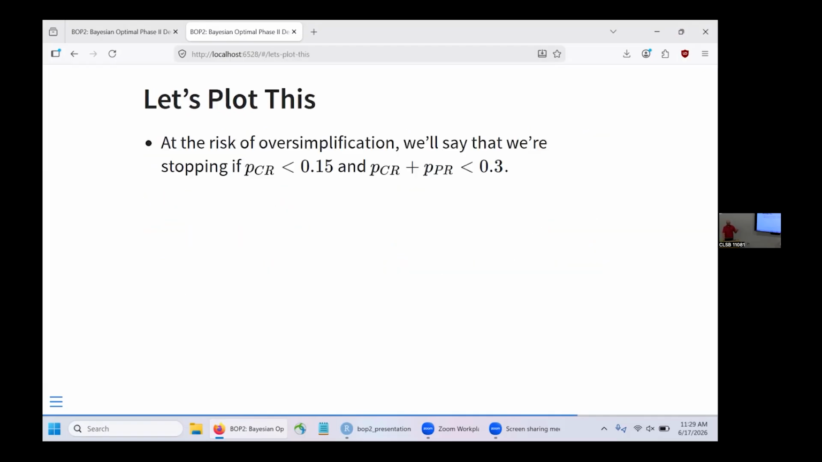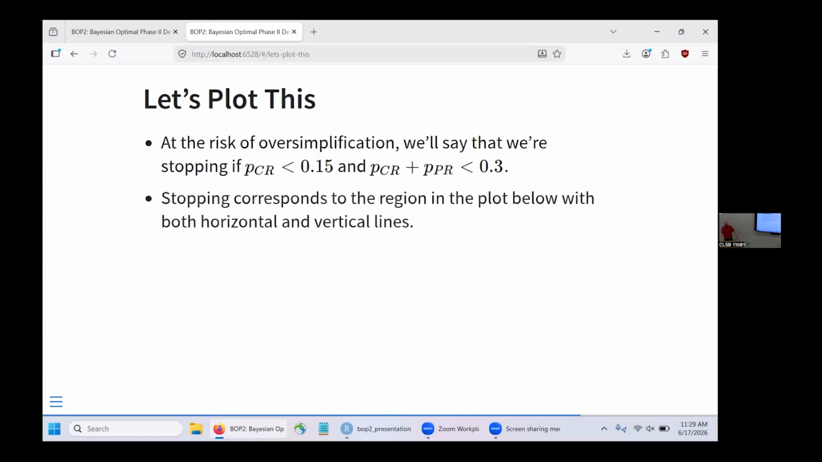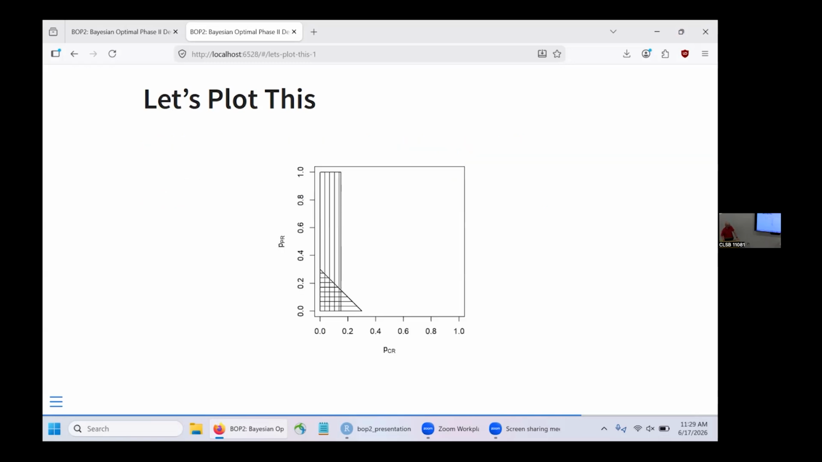At the risk of oversimplification, let's just say we're going to stop if the probability of complete remission is under 0.15, and the probability of either complete remission or partial remission is under 0.3. I got these values, they're just the default values from the Shiny app. So stopping would correspond to the region in the plot with both horizontal and vertical lines. Here's the plot. It's smaller than I want it to be, but I can use my mouse to highlight different regions.